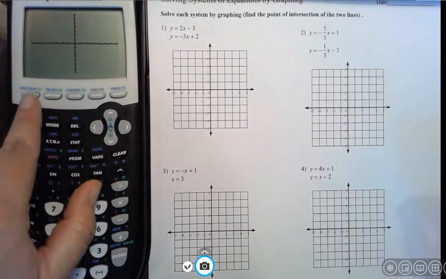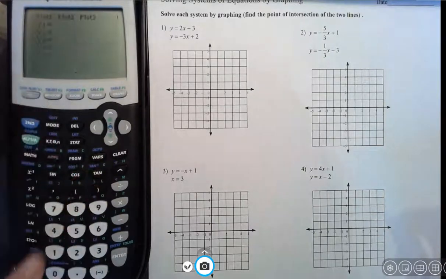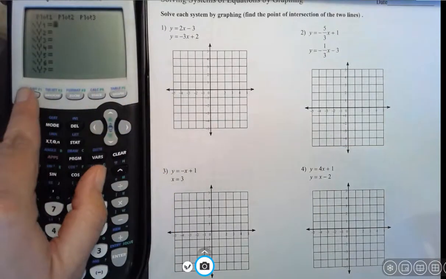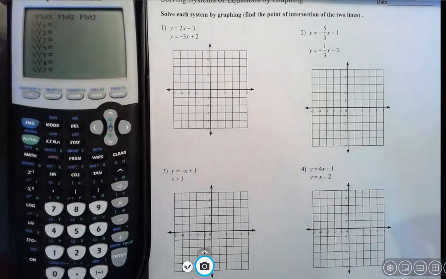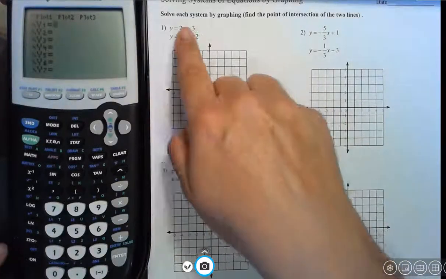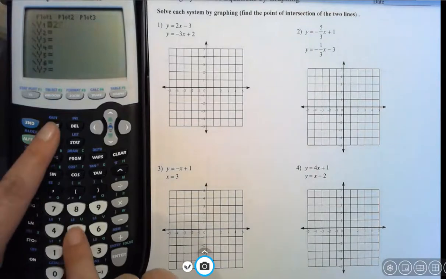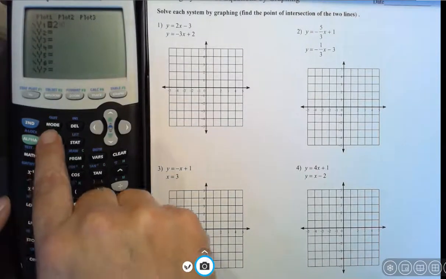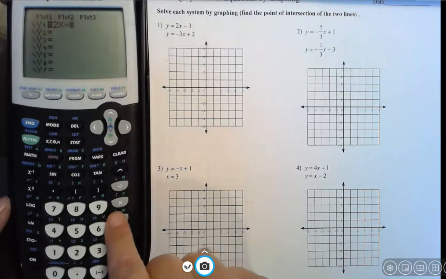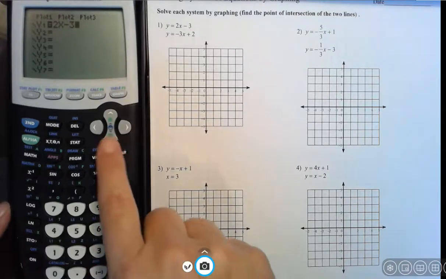And so once we're into the graph mode, we can go ahead and click on y equals. And you don't necessarily have to hit graph first. You can go ahead and click on y equals and it would bring you straight to this screen right here. So I'm going to go ahead and plug in 2x minus 3. So you're going to click on 2, and the x is this guy right here, 2x, and then minus 3. That's pretty easy peasy, right?